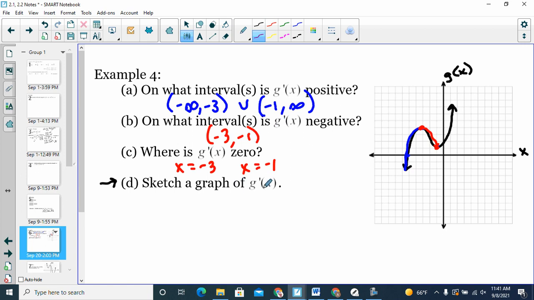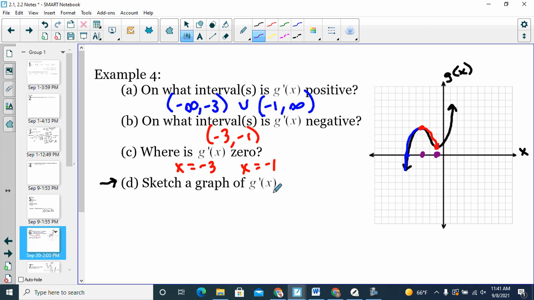But to sketch the derivative, I'd start with where the derivative is 0. I'm sorry, not negative, 0. And I'm trying to graph the derivative. So my graph should be 0 at negative 3 and negative 1. So my graph is 0 right there on the x-axis at negative 3 and negative 1.